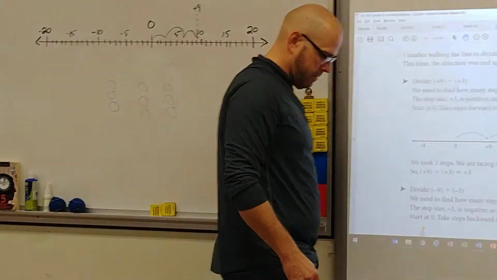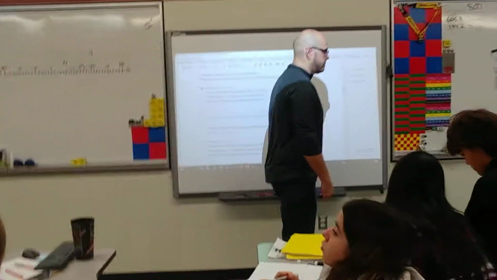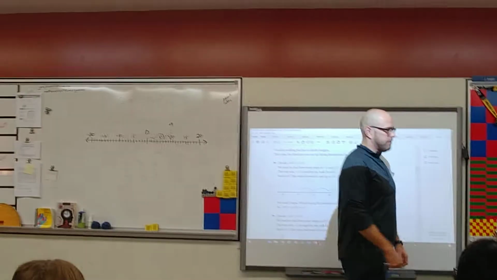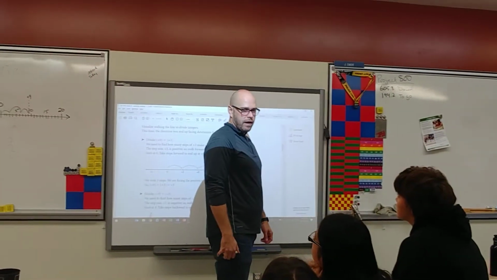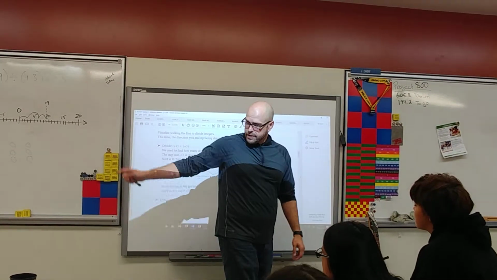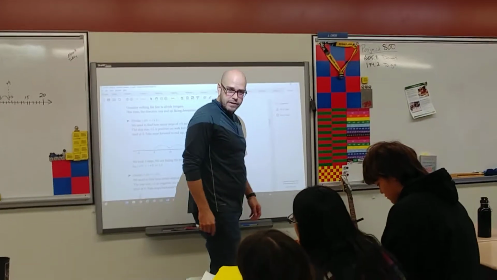Here is my 0. I'm at 0. That's positive, that's negative. Negative 9 divided by negative 3. I want to get to negative 9 feet, and I want to go negative 3s to get there.